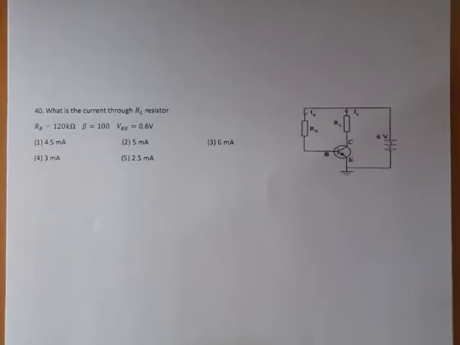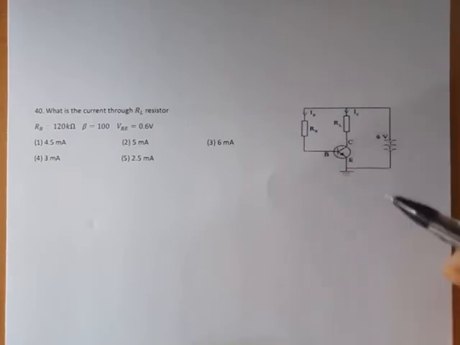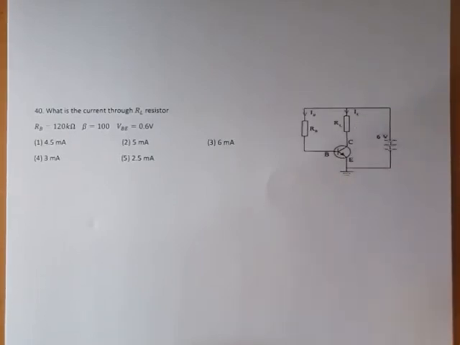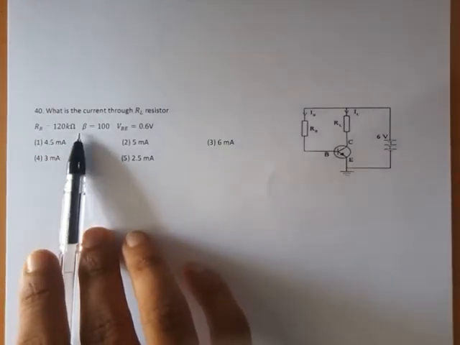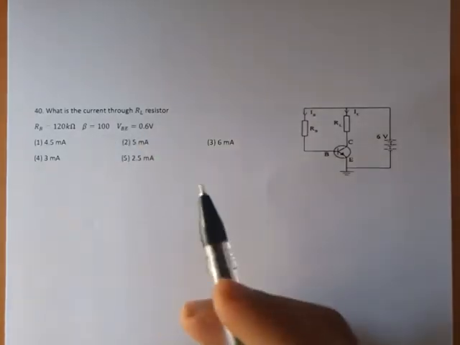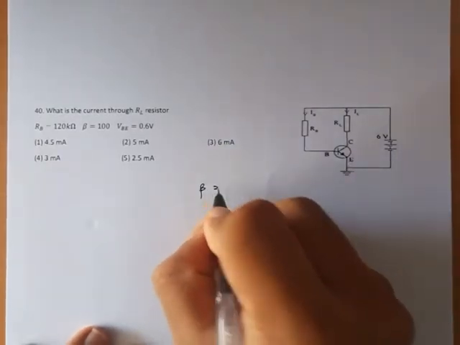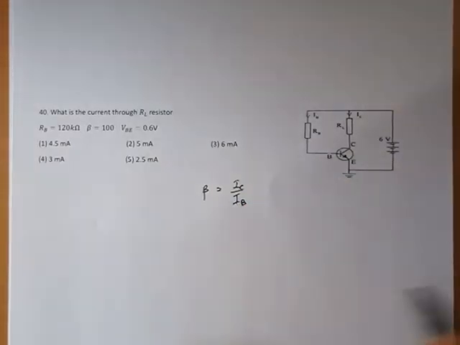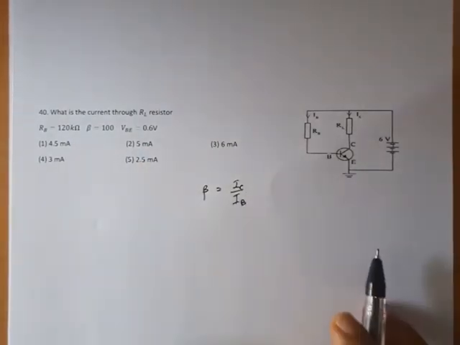Now question number 40. What is the current through the RL resistor? This is a very basic question in transistors. We want to find out IC. Here RB value is given, beta value is given, and VB is given. This is a common emitter configuration, therefore beta equals IC over IB. If we can find out IB, then we can find IC because beta is given. So can we find IB?